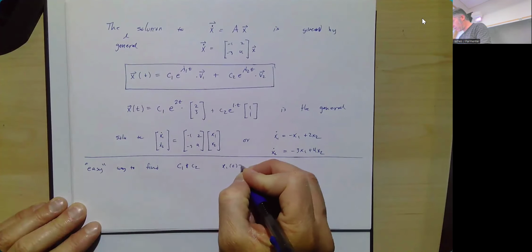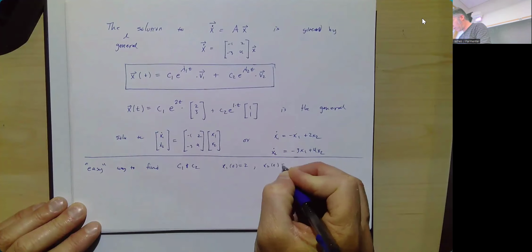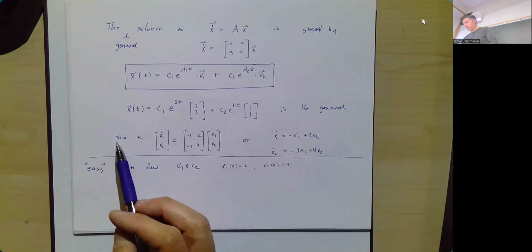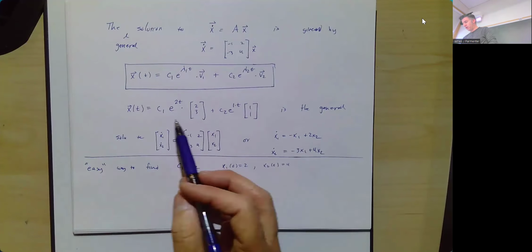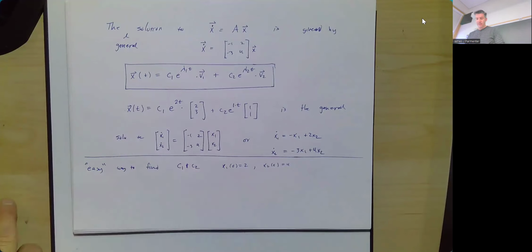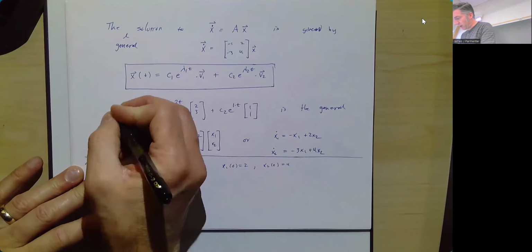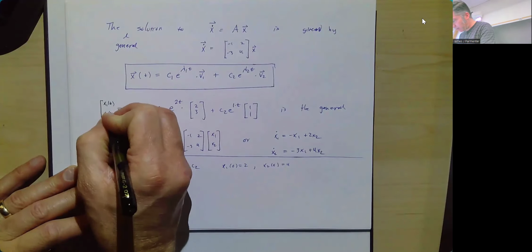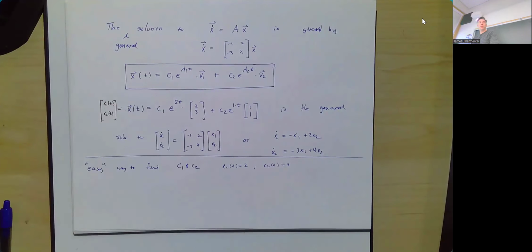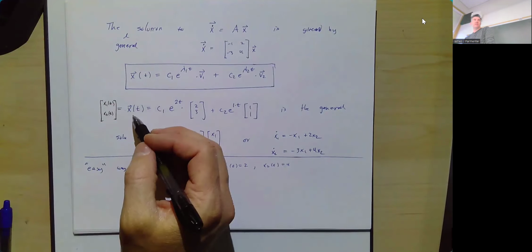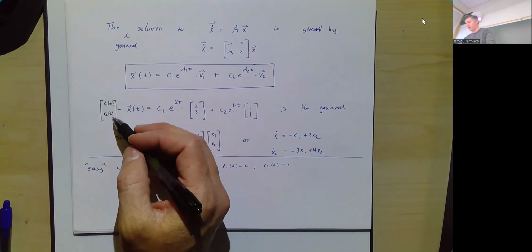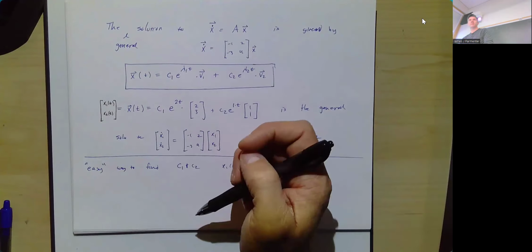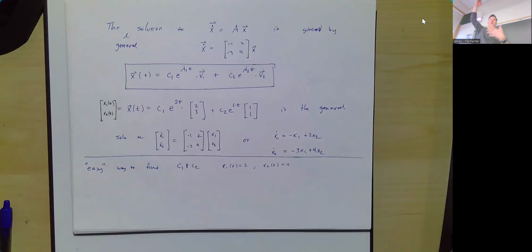X1 of 0 equals 2, x2 of 0 equals 4. And literally, we're going to plug that in. So I want to point out this equation here, on the left-hand side, I didn't really write it, but that left-hand side is the vector x1 of t, x2 of t. Right, that's what the big X means. It's just the vector of both components. Just like the x dot as a vector just means x1 dot and x2 dot. It's just the vector of components that have each of those things.